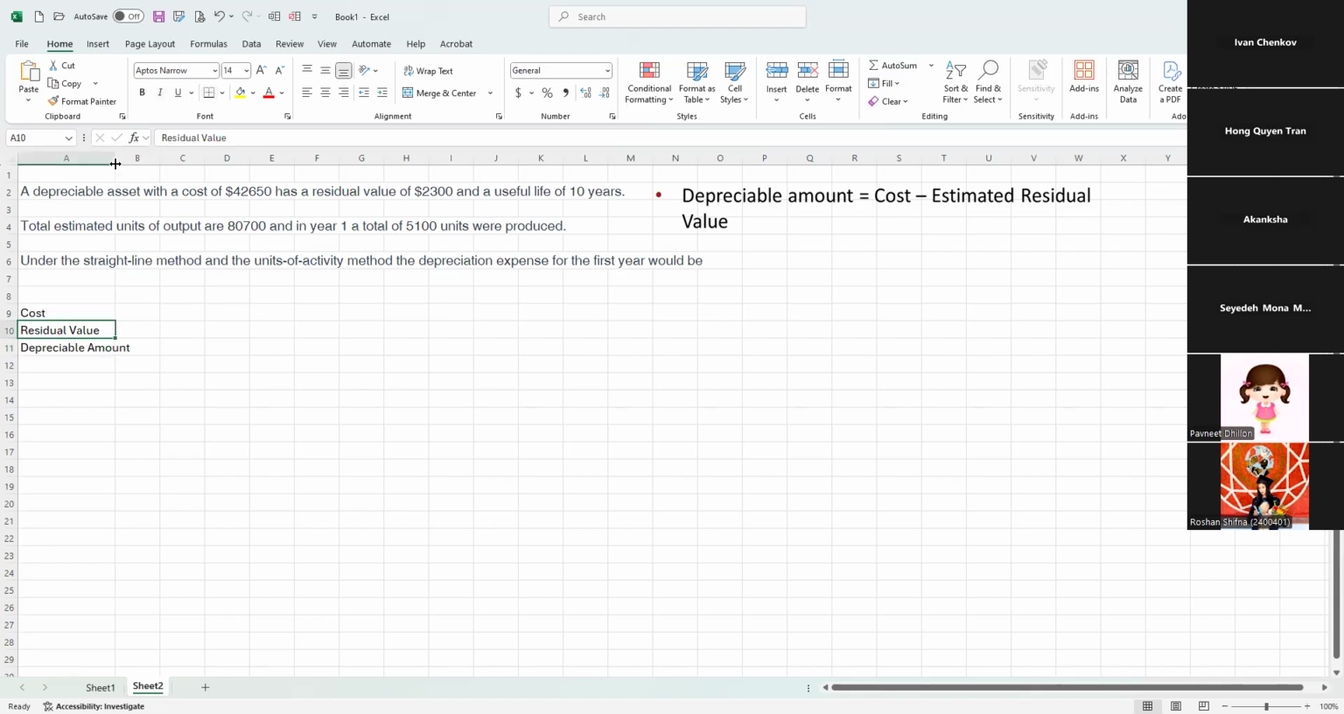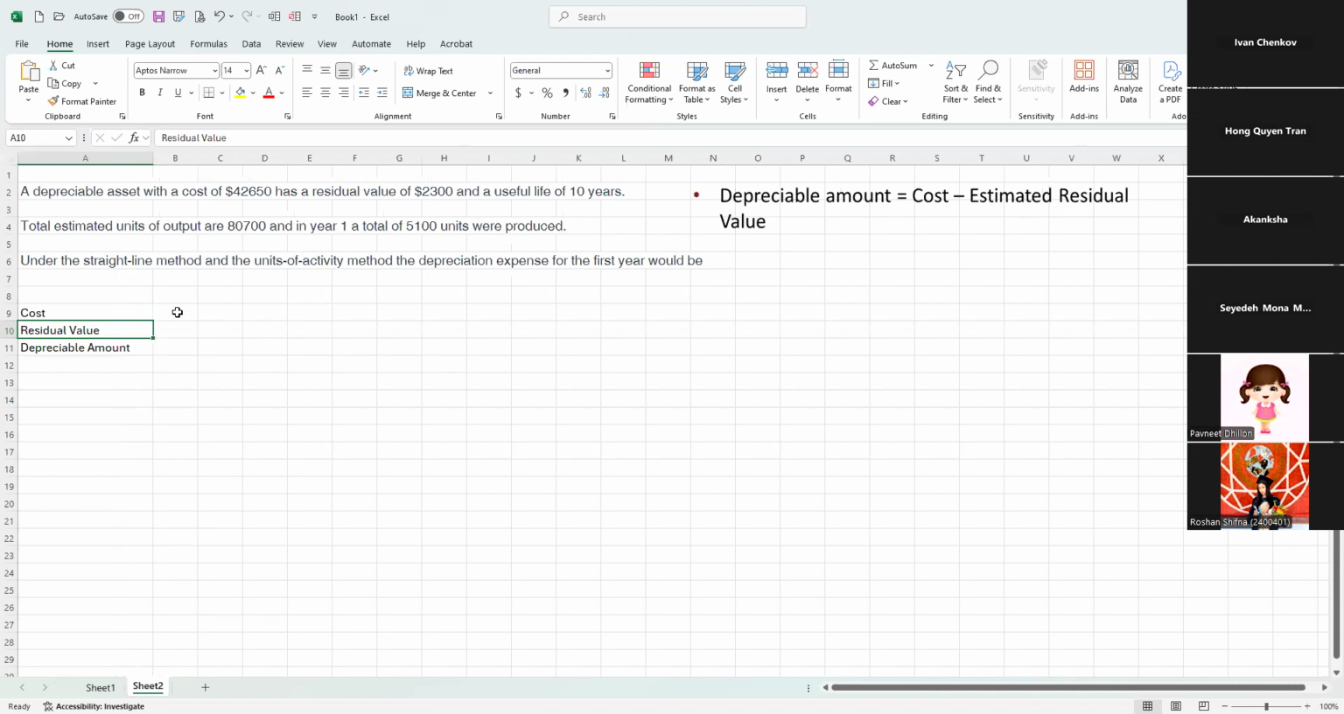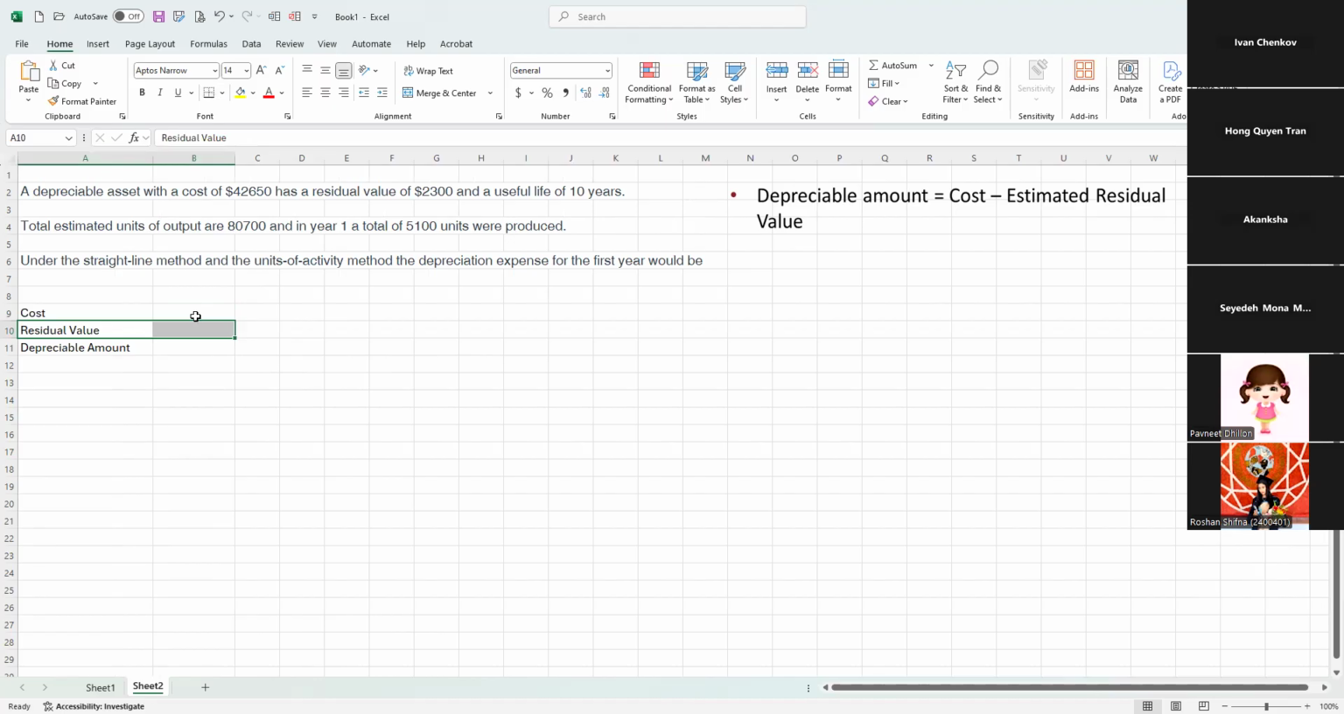How much is that depreciable amount in our case? We're going to have here 42,650. Are you using Excel when you're doing those questions, or are you doing it by calculator? A calculator, yes. Good, awesome. So the other one will be 2,300 here, right? Once I have those two amounts, that will be a simple calculation, this one minus that one. So now I know how much I have to depreciate.